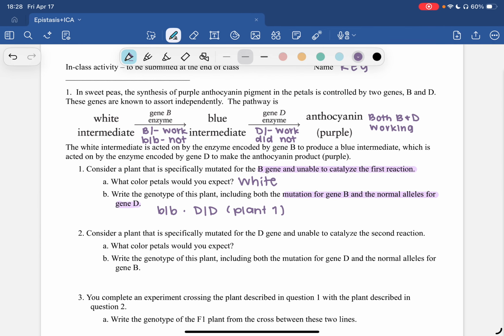Okay, next question is the same thing, it's just the opposite gene. So we're looking at the D gene, and we are unable to catalyze the second reaction. So what color petals would you see? So going to this enzyme right here, so we are unable to catalyze it, so put an X over top of it, and then jump back a space, and that would give you a blue color.